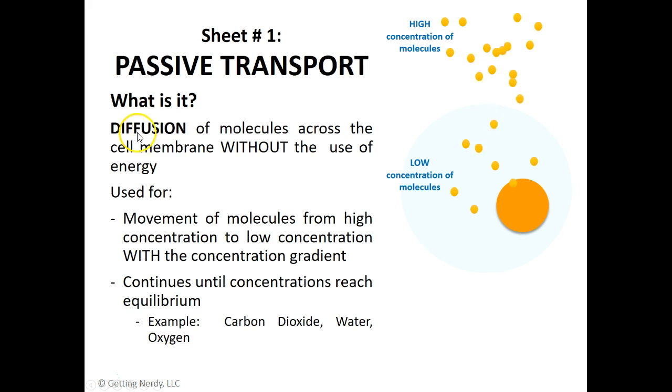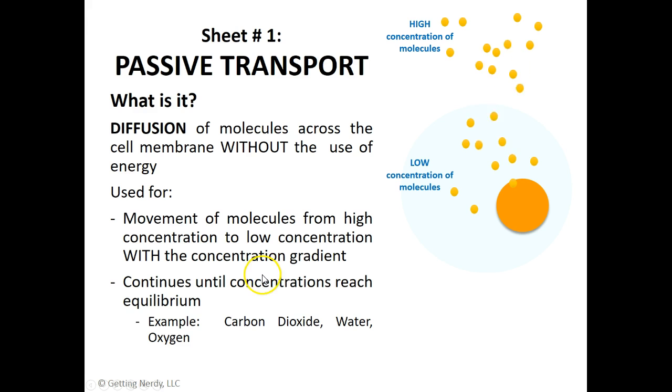So what is passive transport? This is the diffusion of molecules across the cell membrane without the use of energy. So it just naturally happens. And this is used for movement of molecules from a high concentration, so there's our high concentration, to a low concentration with the concentration gradient. So that just means it's kind of like getting in a canoe and then moving downstream. It just happens very easily.